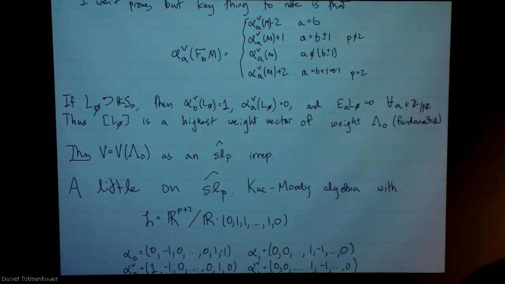And all the E's are 0, because those take you to S of -1. So what that's telling us in Lie theory terms is this is a highest weight vector whose weight is what we would call lambda 0. It's fundamental for SLP. And it turns out the sum of Grothendieck groups is actually an irreducible representation over SLP.